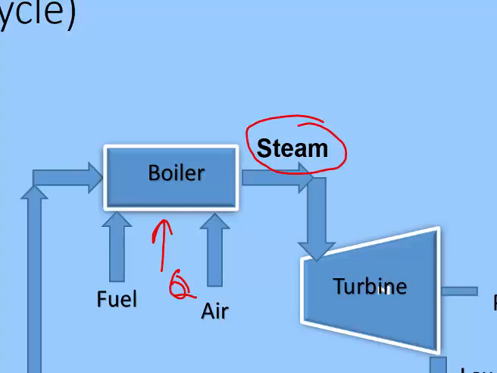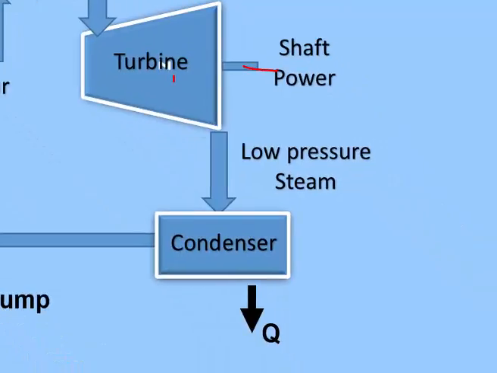The steam, high pressure, high temperature steam, goes to the turbine and turns the turbine shaft, which is connected to a generator. And the steam, once it gives up the energy, this low pressure steam that comes out from the turbine is condensed in a condenser, because this is still steam and it occupies, compared to water, a lot of volume. And we could send this low pressure steam back again to the boiler, but the pump power is based on the volume that we pump back.